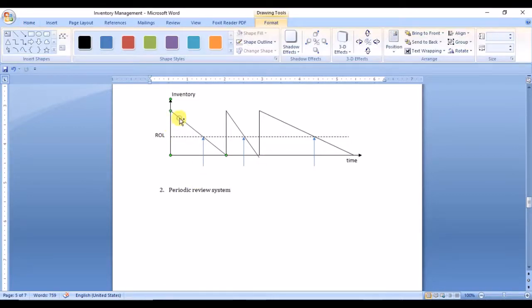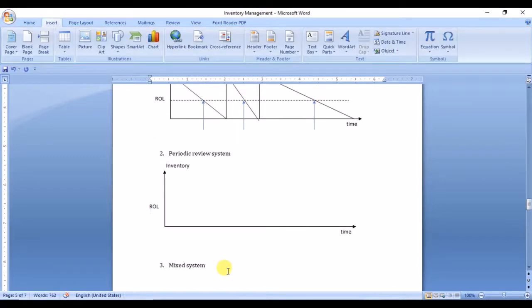Let me copy the same graph here. Periodic review system, what happens? You will review the inventory at a particular time interval, maybe every week Friday, or every month 15th. Understand? Or every 3 days. You will have an inventory review at a fixed interval. Whether inventory had been used or not doesn't matter. You're going to review it on a particular time gap. Let's say every month 30th you are reviewing the inventory.